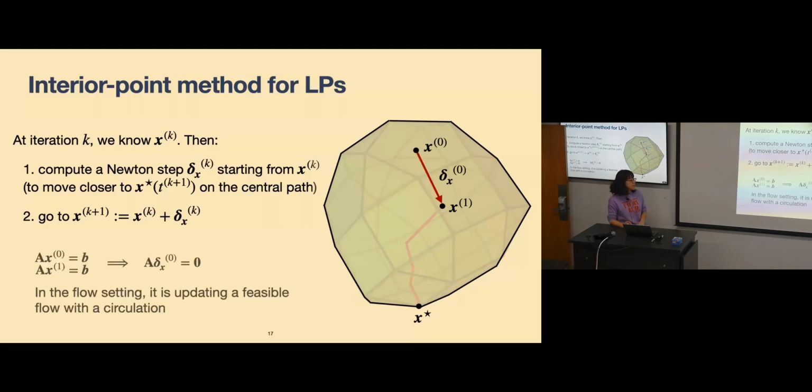And just some quick observations: at every point we start with x_0, for example, and x_1. Since we're always inside this polytope, it's always going to be a feasible solution. So then we can see that the step we're taking has to be in the kernel of A. Just basic observations about what's going on. And if we think about the flow setting, we're updating a flow each time. So our tentative solution is a feasible flow, and we have to update to another feasible flow, which means that the update has to be a circulation.